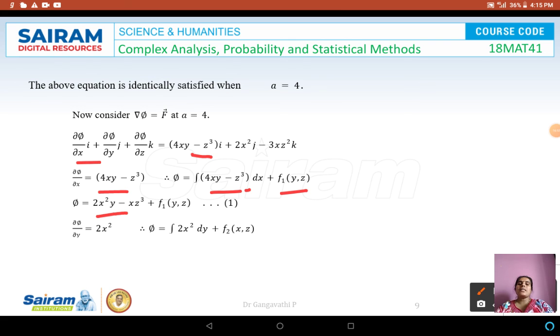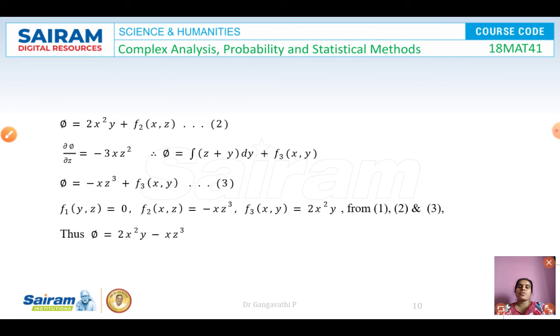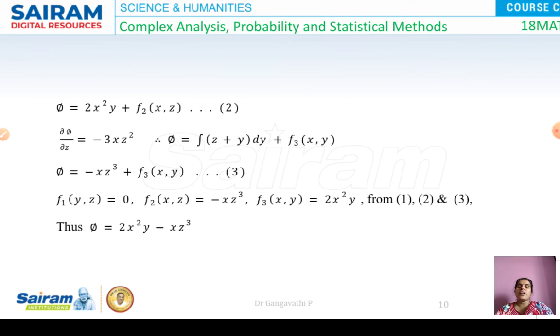Similarly, compare the j component and k component. The j component is this, and we want phi. So phi is equal to the integral of 2x square into dy, and the constant of integration is f2 of y. So when we do the integration of x square, we get x cube by 3. Similarly, consider the k component. The k component here is minus 3x z square, dou phi by dou z. So we want phi. Phi is equal to integration of z square is z cube by 3, 3 and 3 get cancelled.